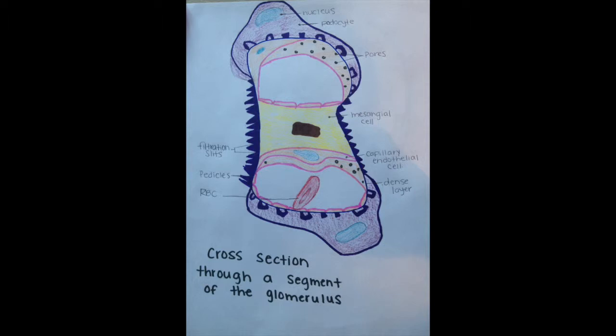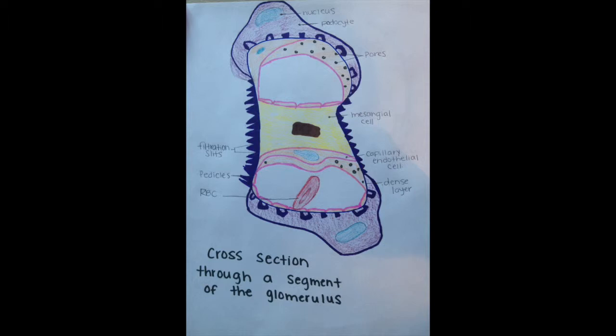Glomerular capillaries are covered by a layer of visceral epithelium. Within this epithelial layer are special cells called podocytes. These cells have feet called pedicles that intertwine with each other. The space between adjacent pedicles is called filtration slits.